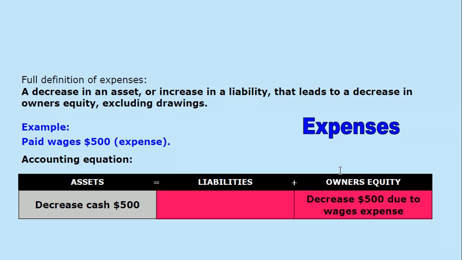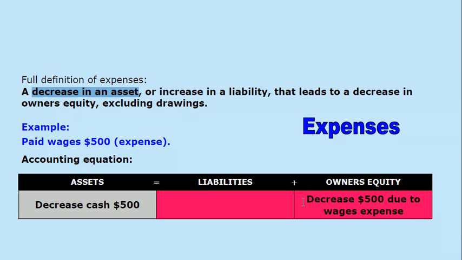A more comprehensive definition of expenses is this: a decrease in an asset or an increase in a liability that leads to a decrease in owner's equity, excluding drawings. Let's look at the same example and then apply it to the accounting equation. Paid wages $500, cash. Assets will go down by $500. We've spent money from our business bank account, assets decrease $500, so there is a decrease in an asset. So part of the definition has been met.